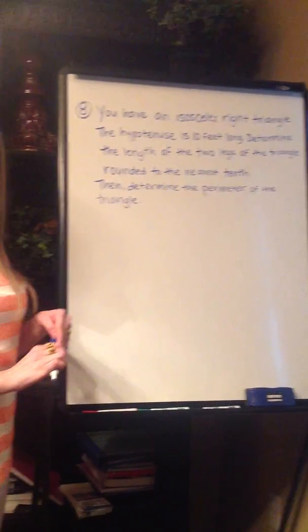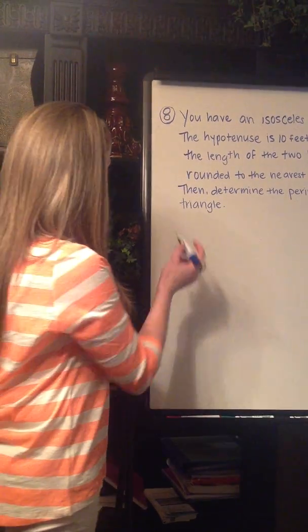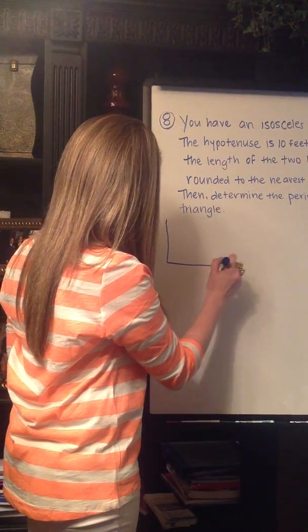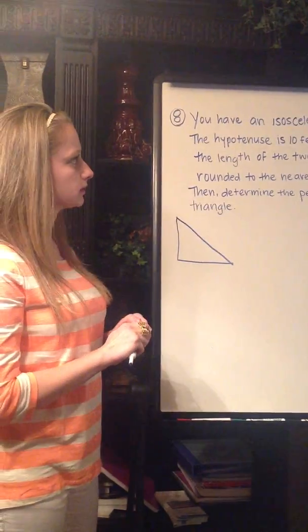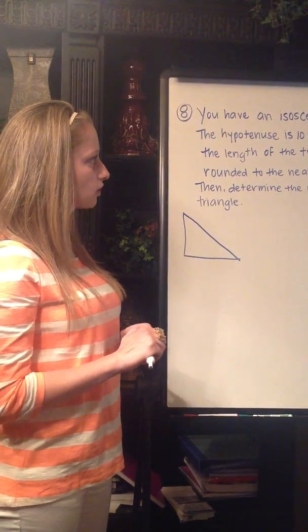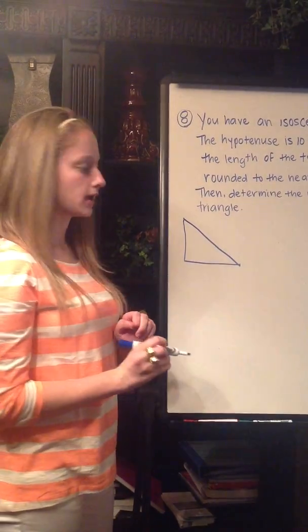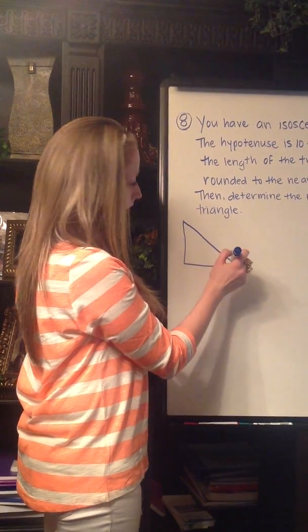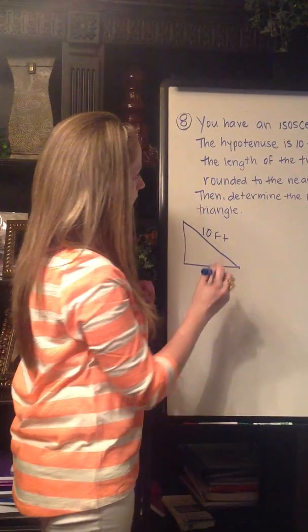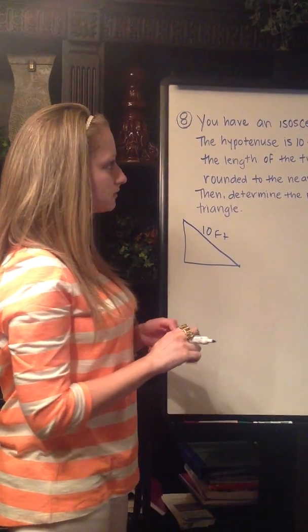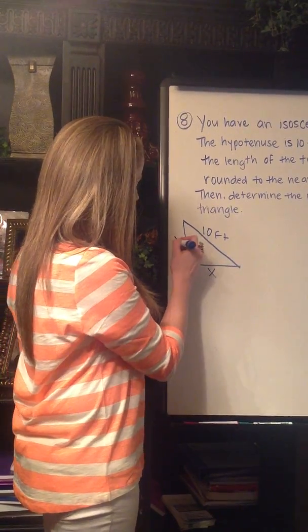So the first thing we want to do in solving this problem is to draw an isosceles right triangle. In reading the problem, it tells us the hypotenuse is 10 feet long. The hypotenuse, we know, is always the opposite of the right angle. So the longer side of the triangle is the hypotenuse, which is 10 feet. Determine the length of the two legs of the triangle. So we're looking for x and x.